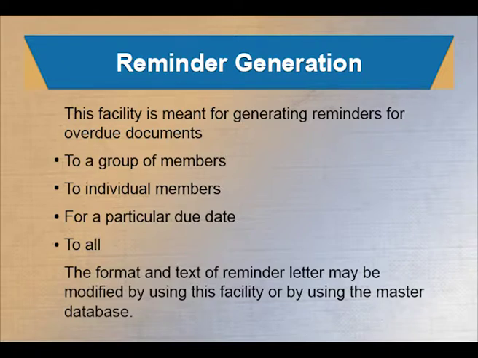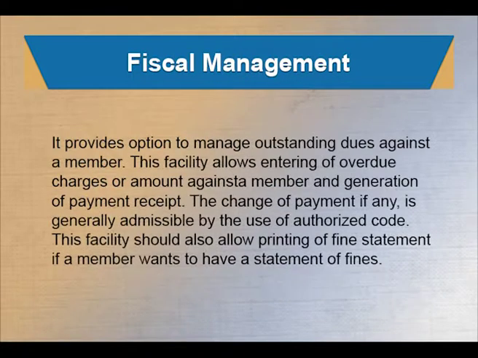So, reminder generation is a very important function of circulation function for any library. And next comes the fiscal management. Fiscal management is basically the activities related to manage outstanding dues against a member. This facility allows entering of overdue charges or amount against a member and generation of payment receipts.